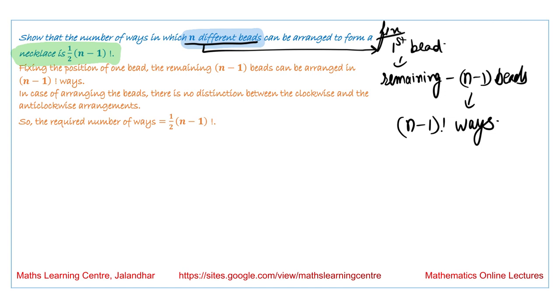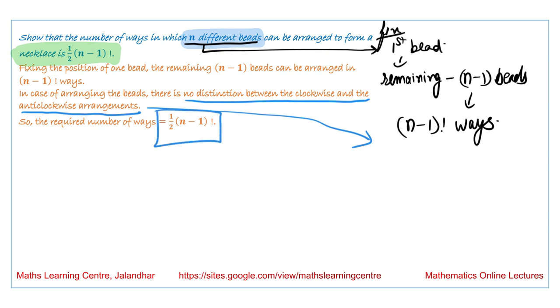And when we are arranging these beads, there is no distinction between the clockwise and anti-clockwise arrangements. So the required number of ways will be half of this. These are (n minus 1) factorial ways, so the required number of ways will be 1 by 2 into (n minus 1) factorial, because there is no distinction between the clockwise and the anti-clockwise arrangement.